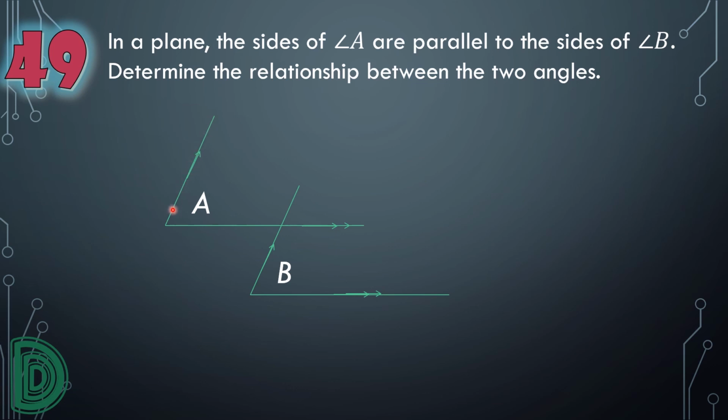If these sides of the two angles are parallel, then angle A is equal to this angle. And since this angle and angle B are corresponding angles, then the two angles are congruent. Angle A is congruent to angle B.